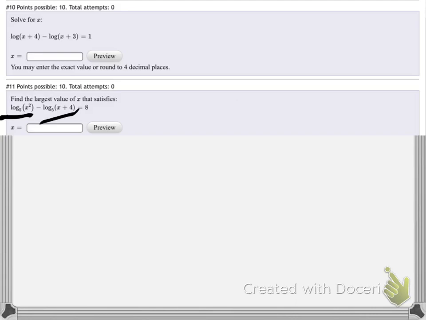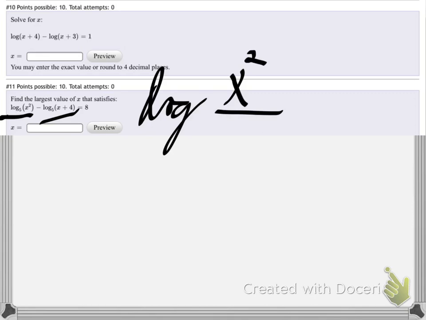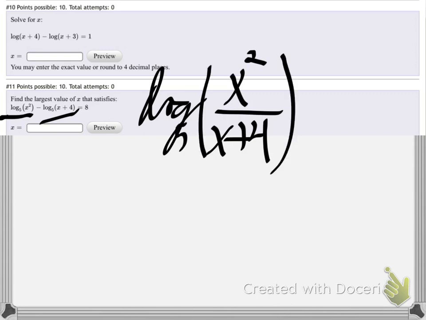On number 11, similar stuff. It's still 2 logarithms minusing. So I'll just go ahead and minus them, becomes divide. I'm looking at that log. It will end up looking like x squared over x plus 4. And then it's a log base 5. And it's a lot like the last one, but it's a log base 5.